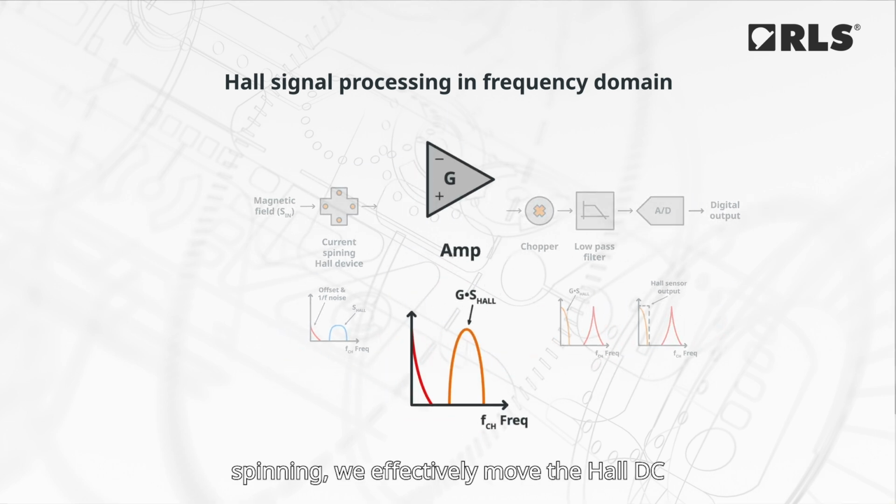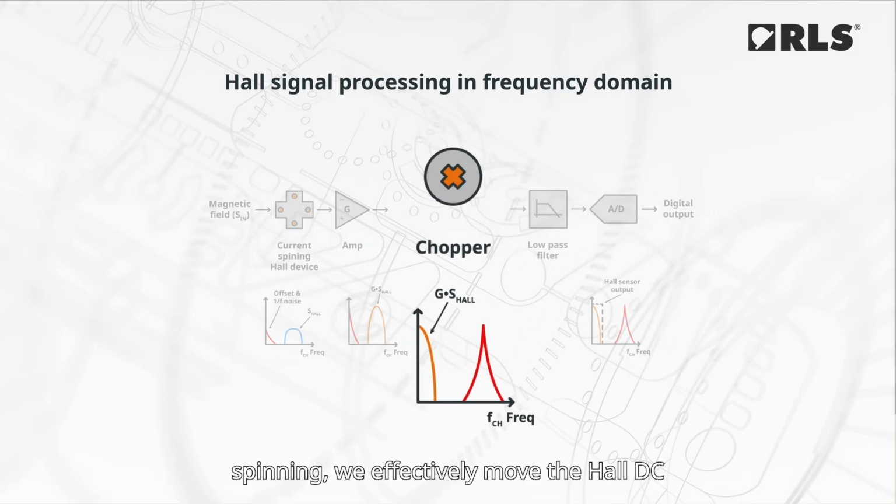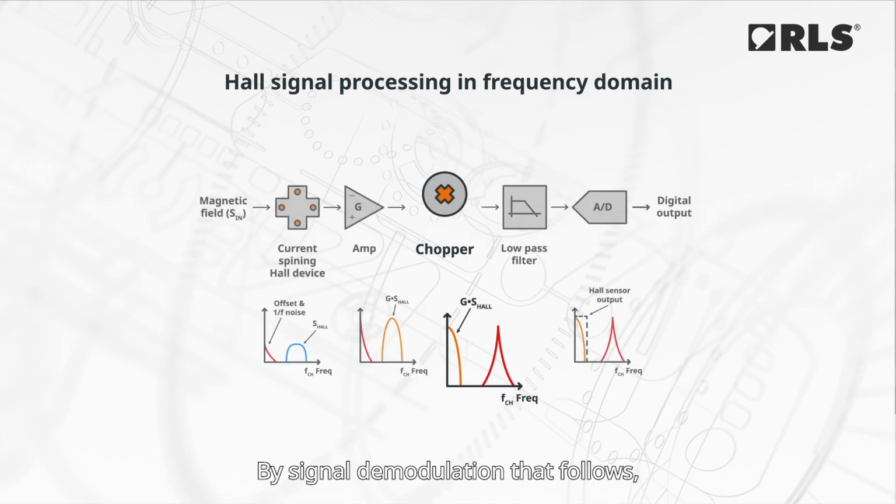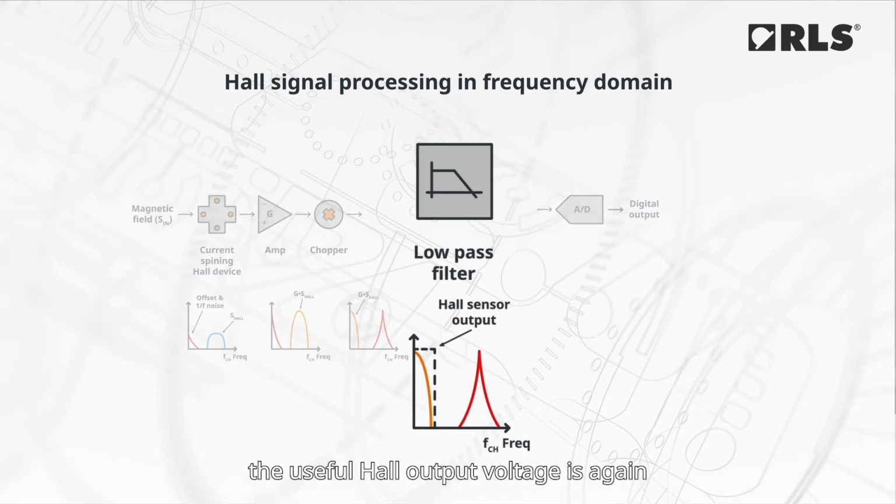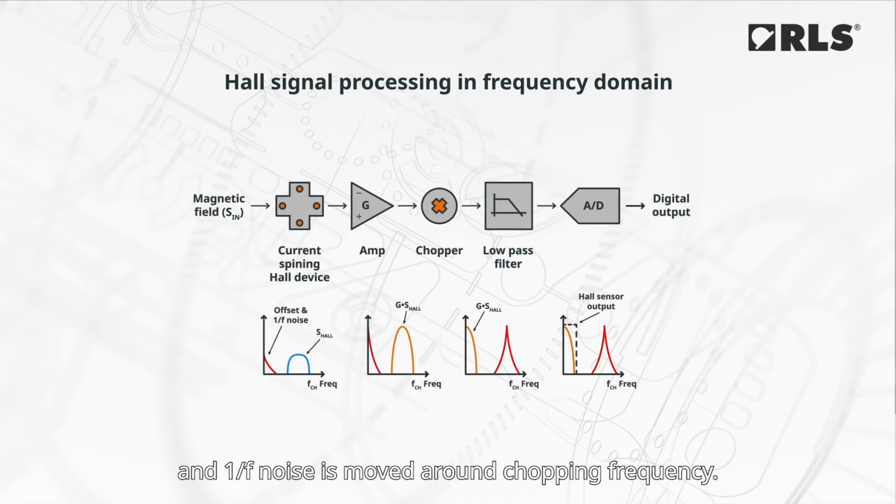By chopping and spinning, we effectively move the Hall DC or low frequency signal caused by alternating magnetic field voltage to the part of the spectrum around the selected chopping frequency. By signal demodulation that follows, the useful Hall output voltage is again moved to DC or low frequency, while the offset and 1/f noise is moved around chopping frequency. This introduces a new design requirement for the preamplifier.